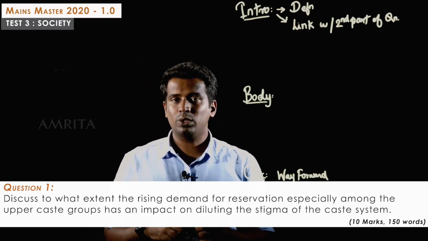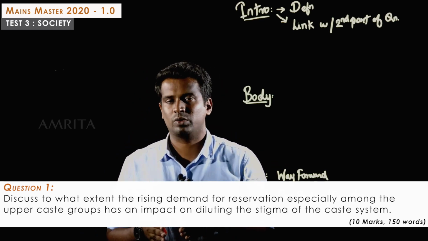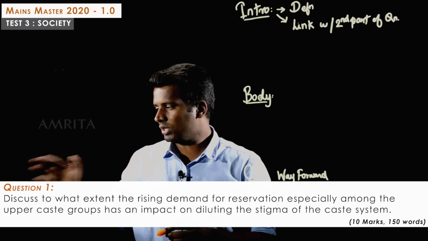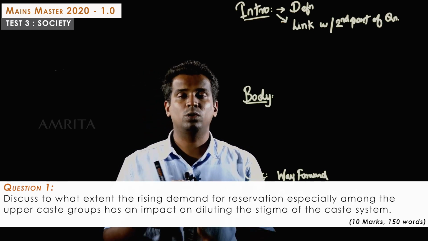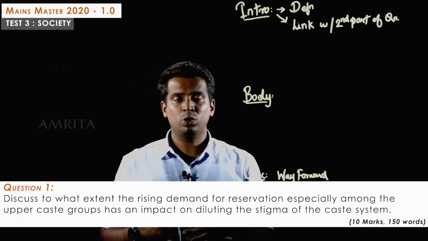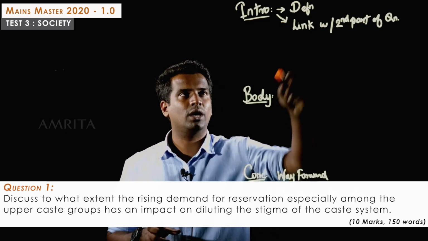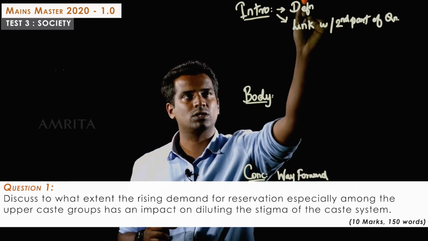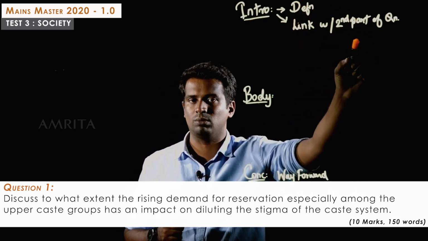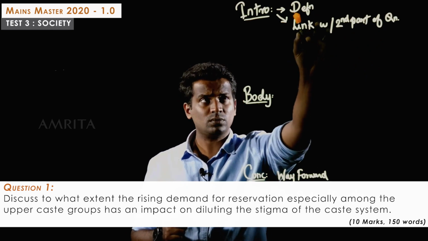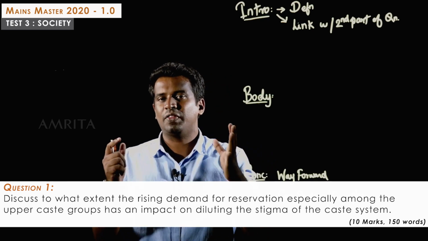In every question, even though the theme may be that, there will be a link to something else in the second part or the first part of the question, and you need to understand the link. Here, they've asked how the rising demand for reservation, especially among the upper caste groups, has an impact on diluting the stigma of the caste system. So you need to make a link between the reservation system among the upper caste groups and the dilution of the caste system. That is where you must focus. Find the definition, write it, and make a link with the second part of the question. That is your introduction.